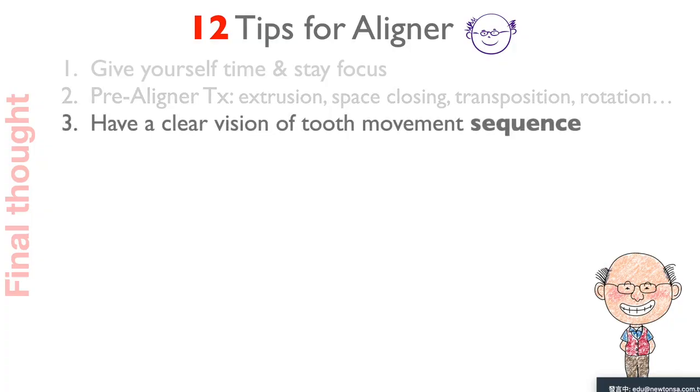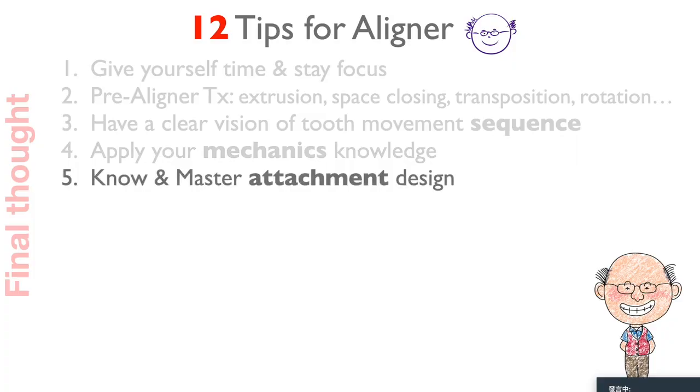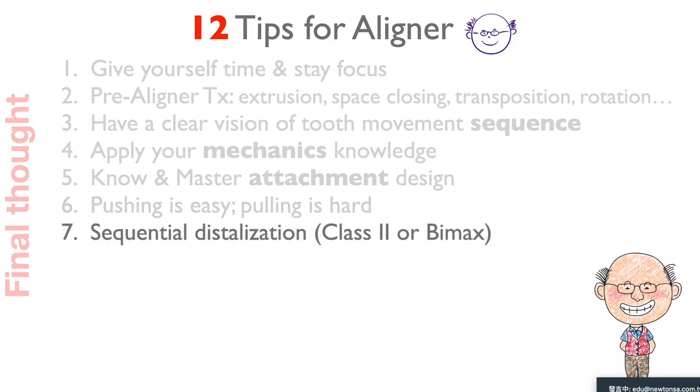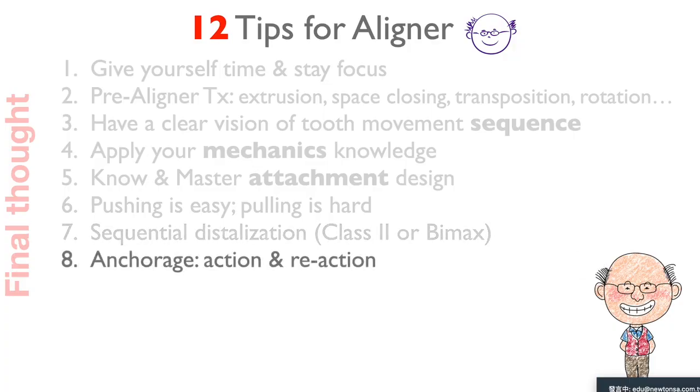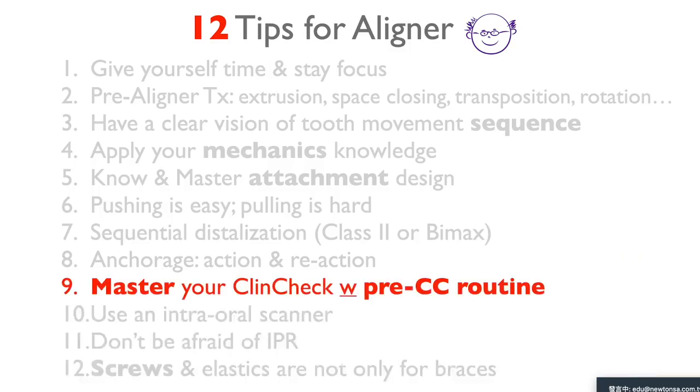Number 3, have a clear vision of tooth movement sequence. Number 4, of course, apply your mechanic knowledge. Number 5, know and master attachment design. Number 6, pushing is easy for aligner, pulling is hard. Number 7, sequential distalization for class 2 or bimaxillary protrusion, class 3. Number 8, anchorage. Always think about action and reaction, Newton's law number 3. Number 9, master your ClinCheck with a pre-ClinCheck routine.